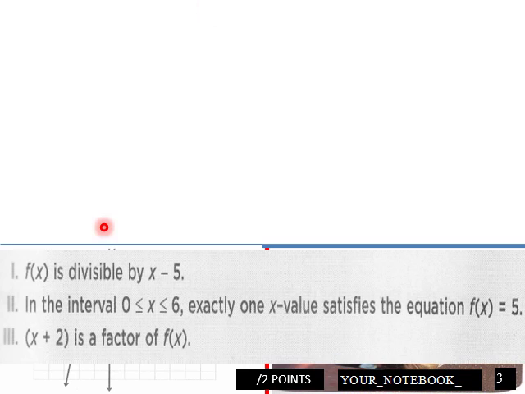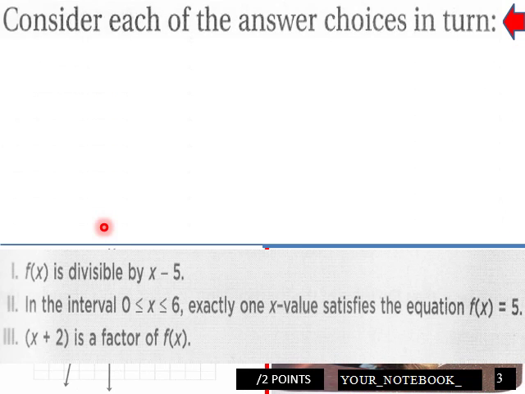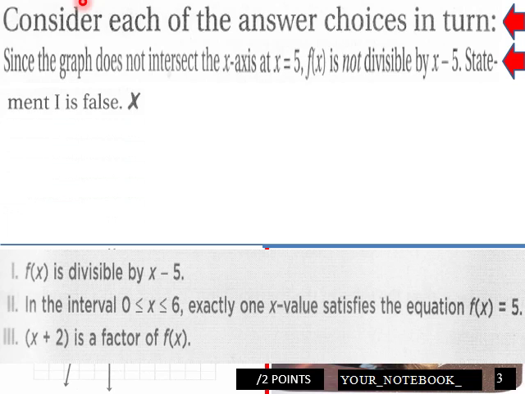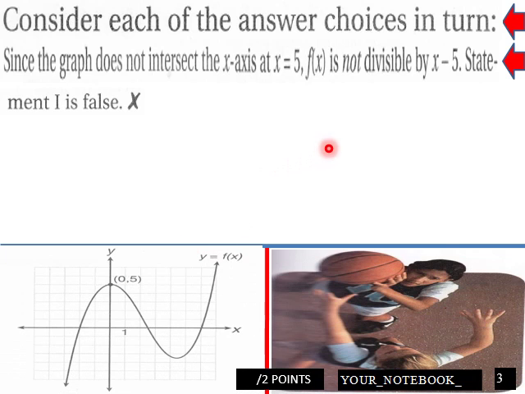Okay, continuing on here with this problem. Here are our choices again, 1, 2, and 3. Consider each of the choices in turn now. Since the graph does not intersect the x-axis at x equals 5, f of x is not divisible by x minus 5. Statement 1 here would be false. We can strike that. This x minus 5 would be where it would be like here.